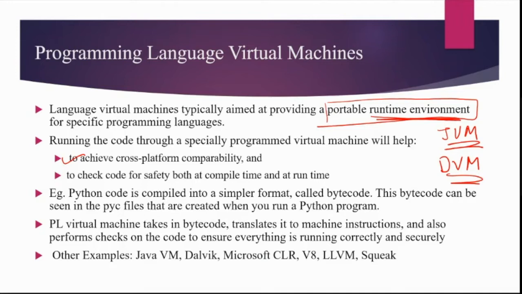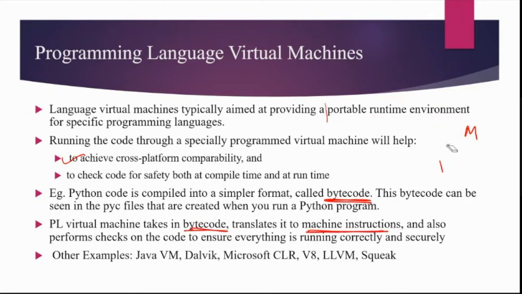So irrespective of the underlying hardware, you can build your program without having any knowledge of what the underlying hardware is. You can make a program, compile a program. The compiled code is in the form of some intermediate code, which is also known as bytecode. Now the job of this programming language virtual machine is to translate the bytecode into machine instructions. This is the job of the JVM or any programming language virtual machine.